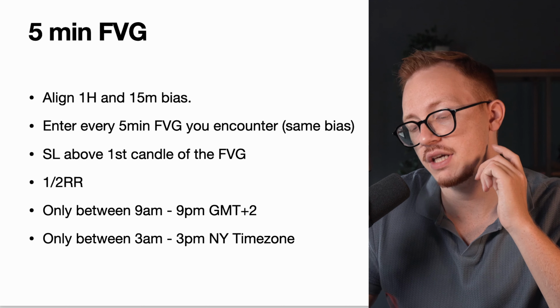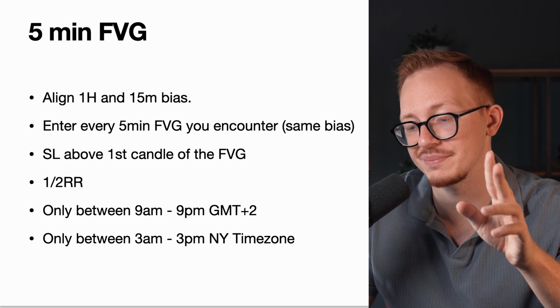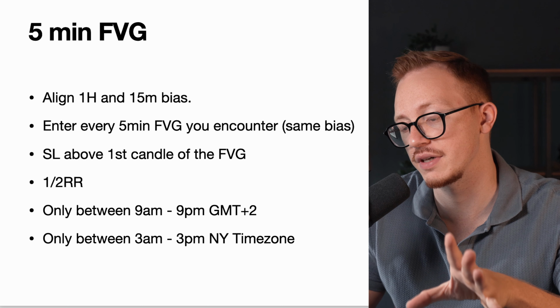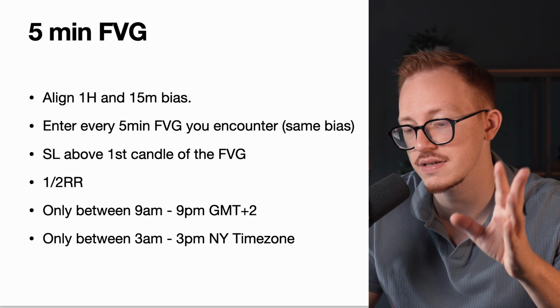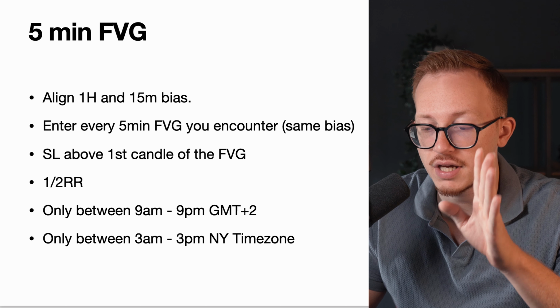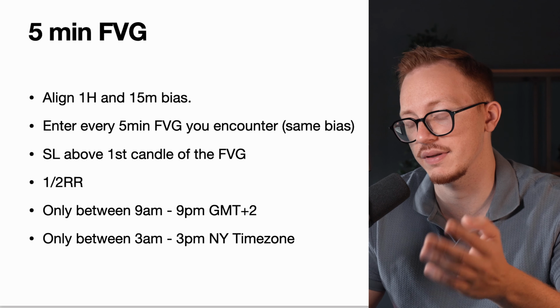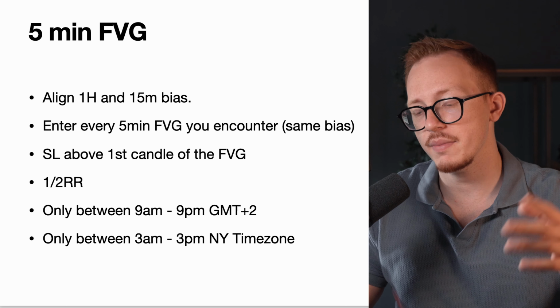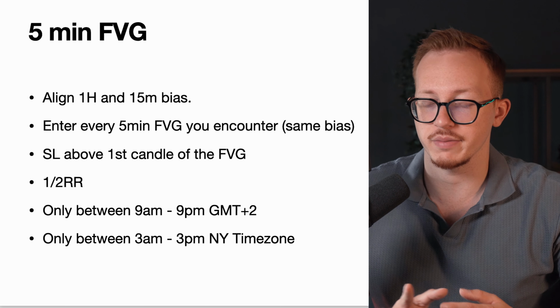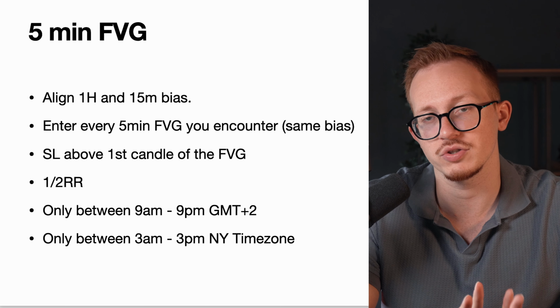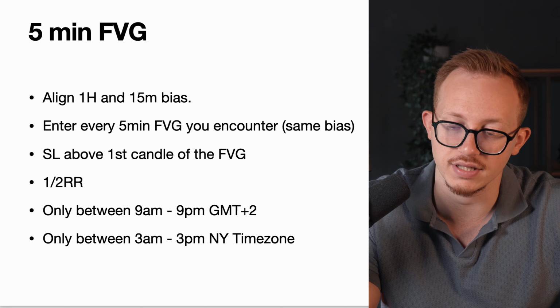Okay, so with the 5 minute fair value gap, we want to align the 1 hour and the 15 minute bias. We want to enter on every 5 minute fair value gap that we encounter with that same bias. Stop loss above the first candle of the fair value gap, 1/2 risk reward, only between 9 AM and 9 PM GMT plus 2. So bear in mind, I say this between 9 AM and 9 PM GMT plus 2 is just because I want you to do this during the London and the New York session.